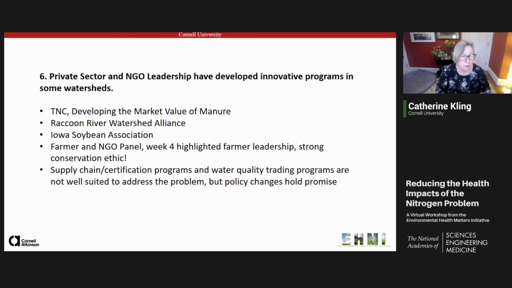We heard from a farmer panel and heard directly from some farmers who have very strong conservation ethics and were able to share their reasons and logic for the steps that they have taken on their land. Finally, we've talked about supply chain certification and water quality trading programs as a possible bridge between public and private sector incentives. We learned that those are, as currently constituted, probably not well suited for this problem, but that they could, with policy change and other changes, hold significant promise.